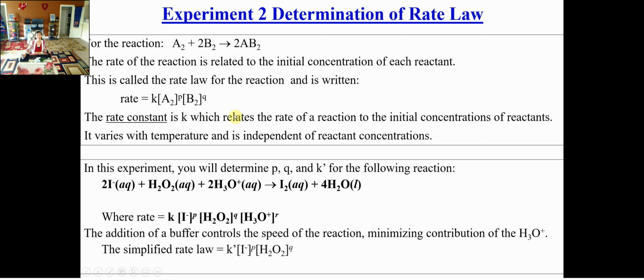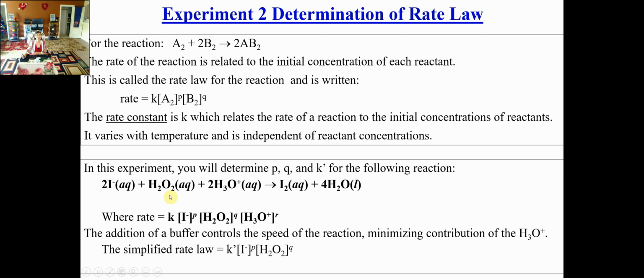This rate constant relates the rate of your reaction to your initial concentration of the reactants. And this K is also going to vary with the temperature, and it is independent of the reactant concentrations. Your P and Q are called the reaction order for molecule A2 and molecule B2 respectively.